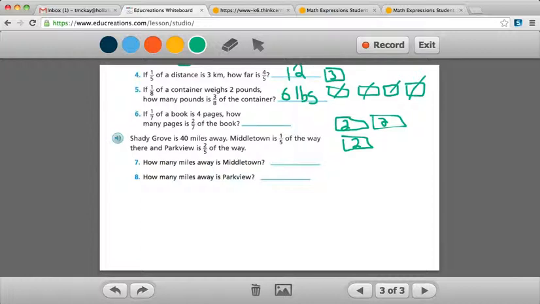Kind of hard to type in these numbers. All right. Number 6. It says 1/7 of a book is 4 pages. So here's 1/7 of a book. It's 4 pages. Well, how many pages is 2/7 of a book? Well, easy. Add another one. Now you have 2 of the 7, and that's also 4. So 4 plus 4 would be how many? 8. 8 pages.